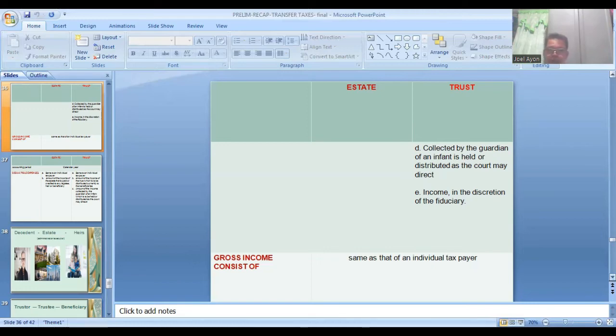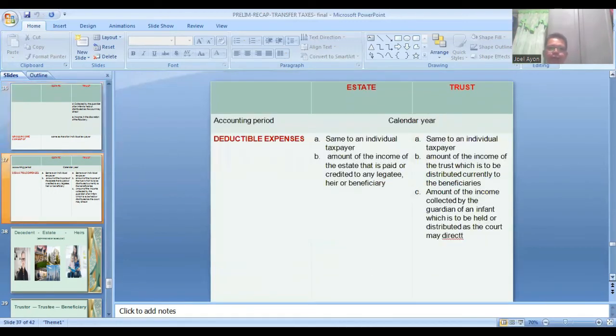So the computation for the estate and trust is the same as the computation for individual taxpayers. Okay. Moving forward, about the accounting period, it is all the same. Estate and trust accounting period is calendar year, not fiscal year. In terms of deductible expenses, the estate is the same as an individual taxpayer. However, in trust, deductible expenses are also the same as an individual taxpayer.